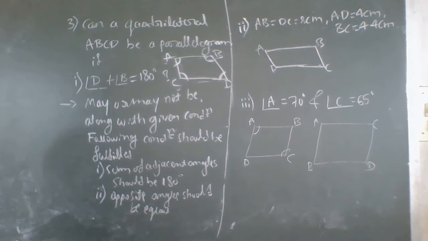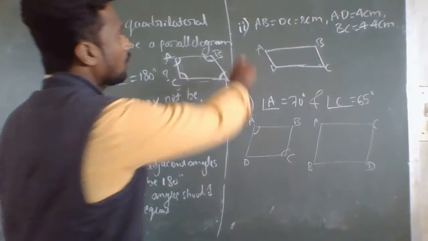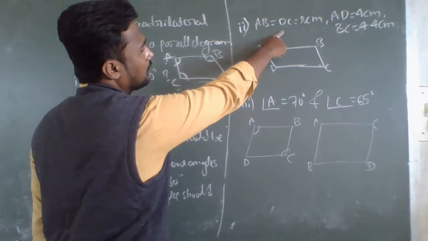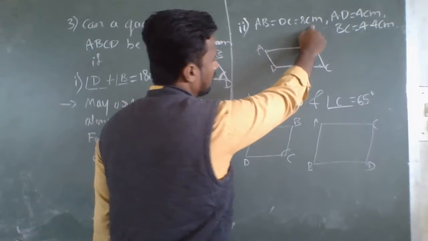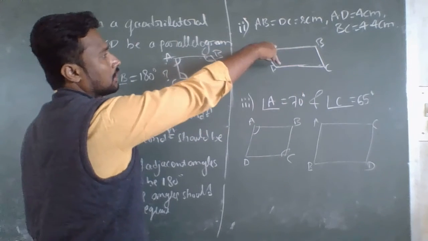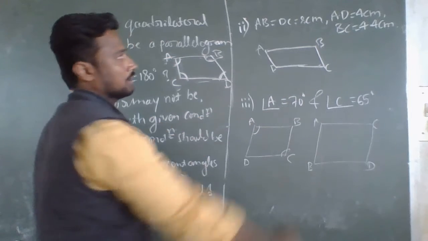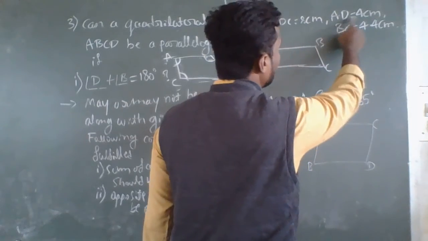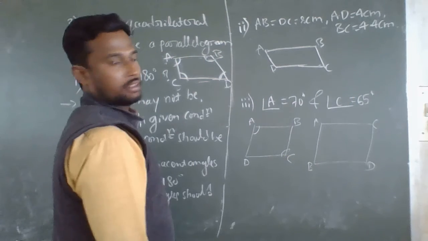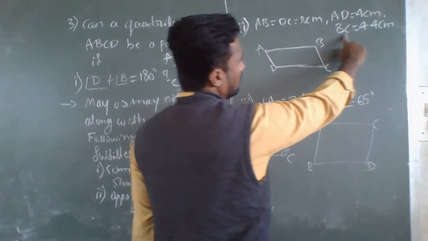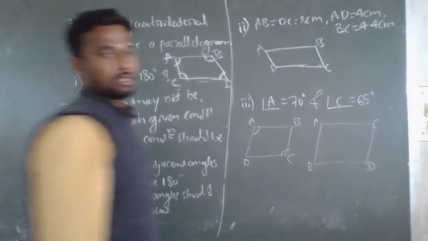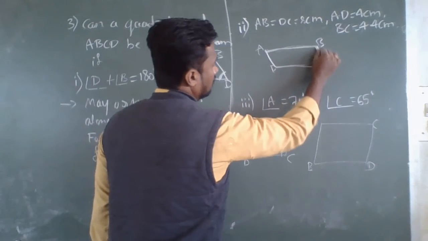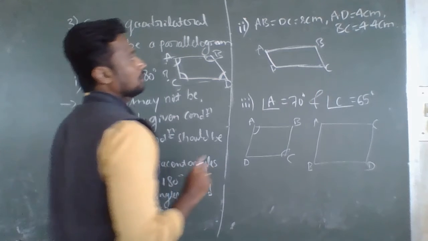So now I will move to the second one. What is given here? AB is equal to DC is equal to 8 centimeters. Here two sides are equal to each other, 8 centimeters, AB and DC, and another side AD is 4 centimeters and BC is 4.4 centimeters. Here, this is the diagram. This is the quadrilateral ABCD.